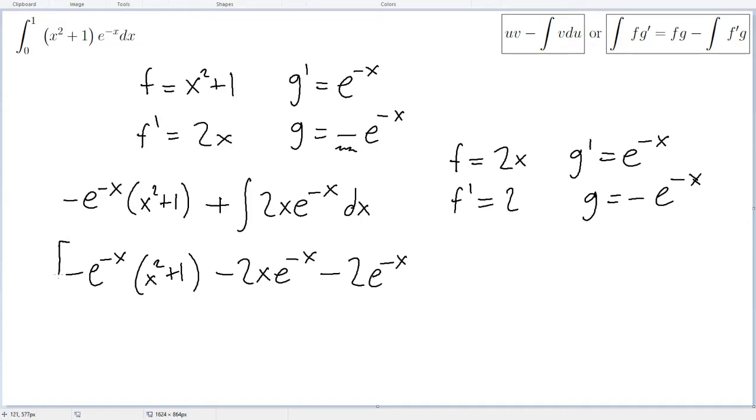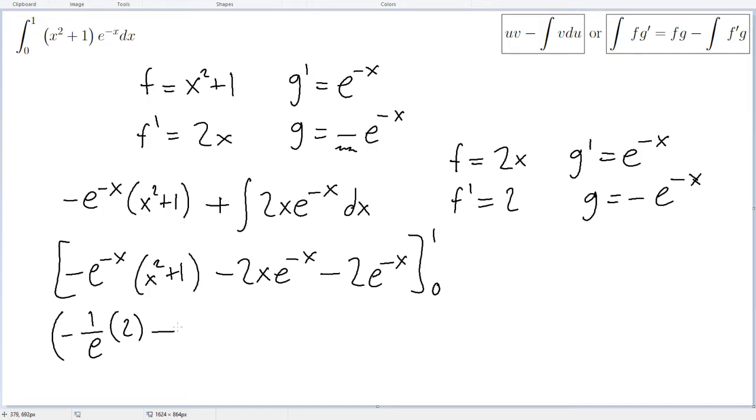Okay. Cool. So this was our integral, our antiderivative. And now I'm going to start plugging in bounds. So when I plug in 1, and put parentheses, I get e to the power of negative 1, that's 1 over e. Okay, e to the negative 1 is equal to 1 over e. And then x squared, so 1 squared plus 1, that's 2. So it's 2.